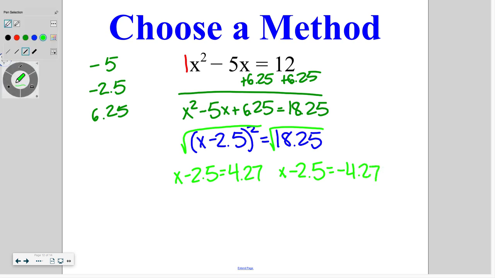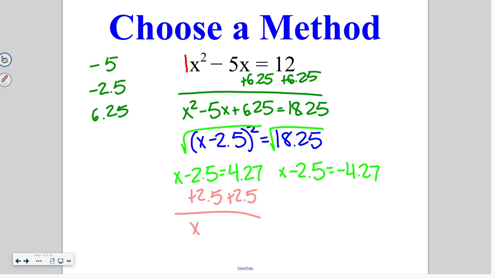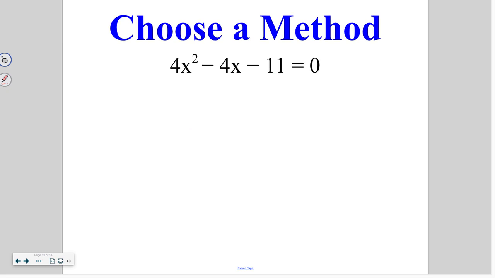Solving both of those cases, I'm going to go ahead and add 2.5, and the first answer is going to be 6.77. Adding 2.5 to the second one, my answer is going to be x is equal to negative 1.77. The last option that we have is the quadratic formula.